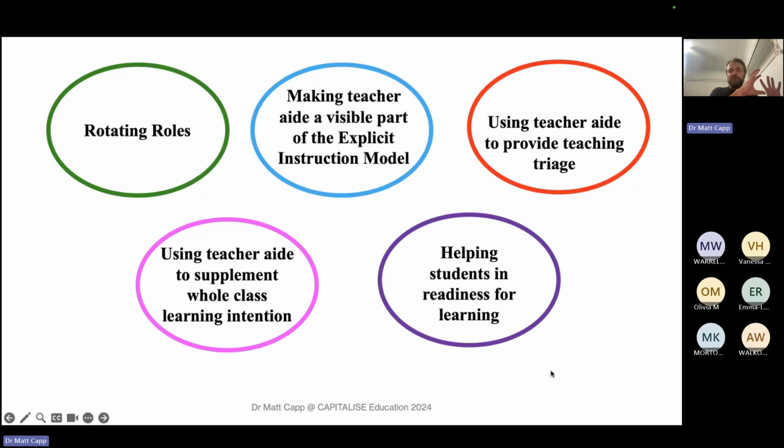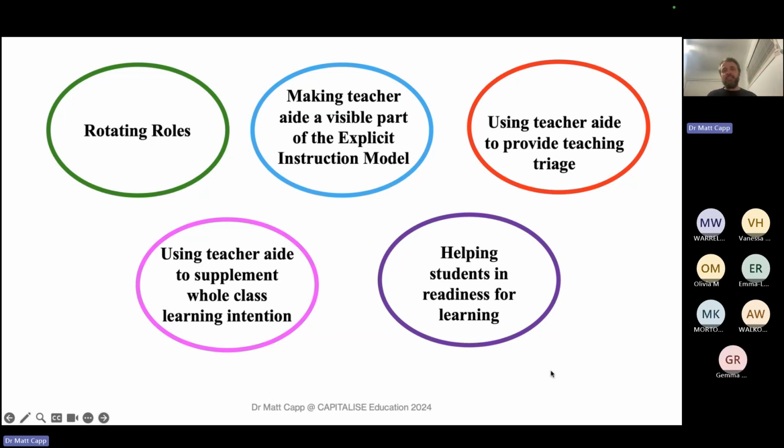So the teacher might be explaining something and then the teacher aide models it or vice versa. The teacher aide might explain something to the class and the teacher models it. Using the teacher aide to provide teaching triage.